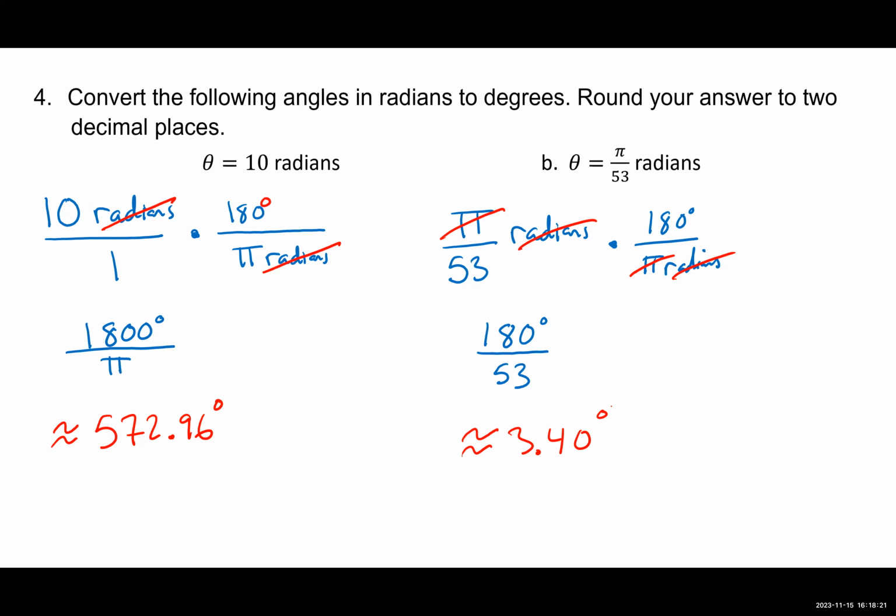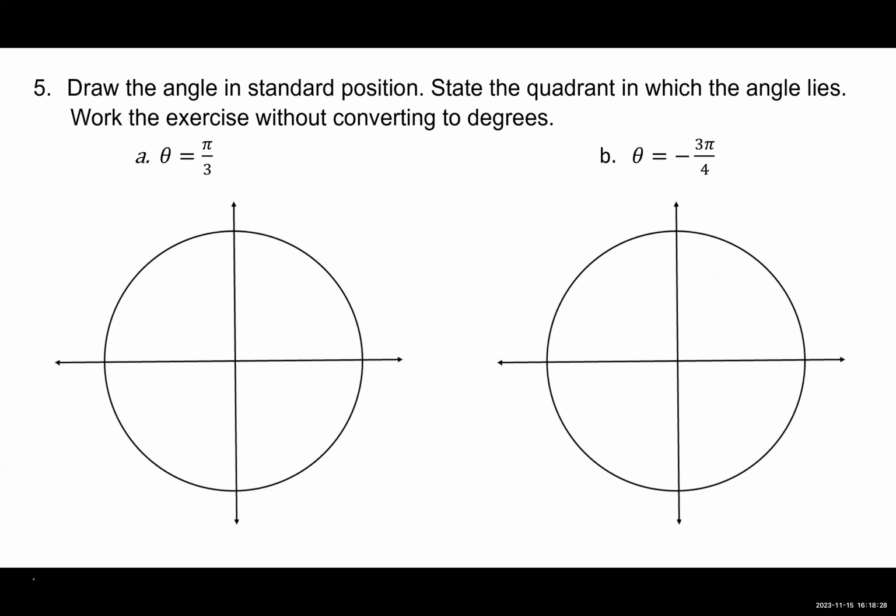Okay, got a couple more to do. I want to cover all of our bases, right? So draw an angle in standard position and state the quadrant. This would be quadrant 1, quadrant 2, quadrant 3, and quadrant 4.